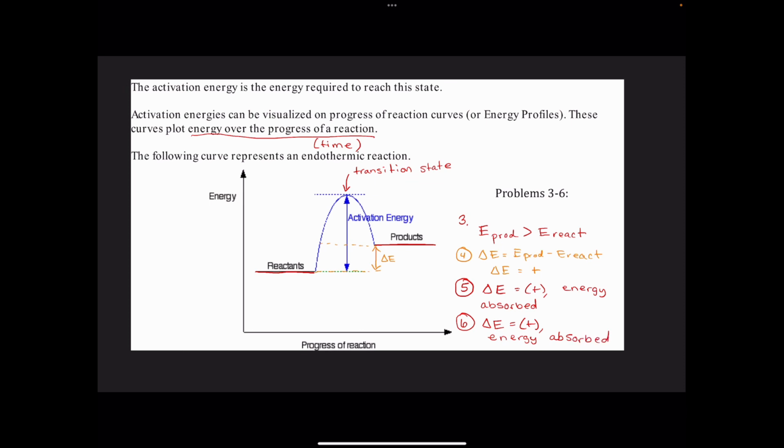So from this graph, we can get our activation energy. That's the difference from our reactant to the top of that peak. At the top of that peak, that's our transition state. We can also get our total energy change. Now that total energy change, that's our enthalpy. Sometimes you'll see it as delta E, sometimes you'll actually see the enthalpy. So we can get our enthalpy from our progressive reaction curves.